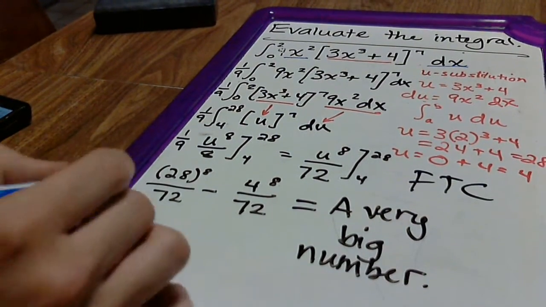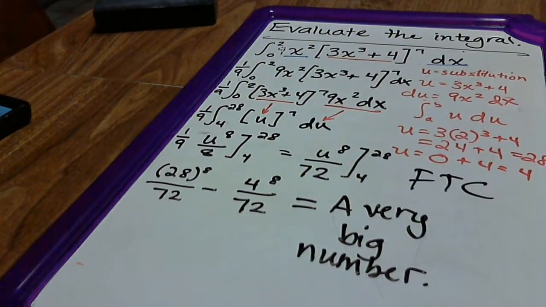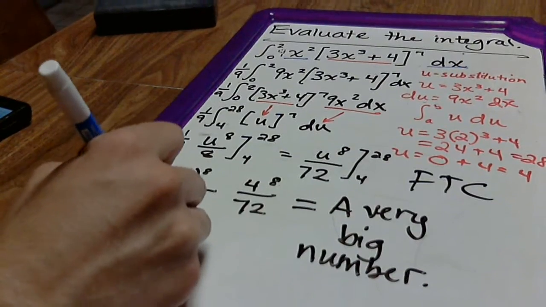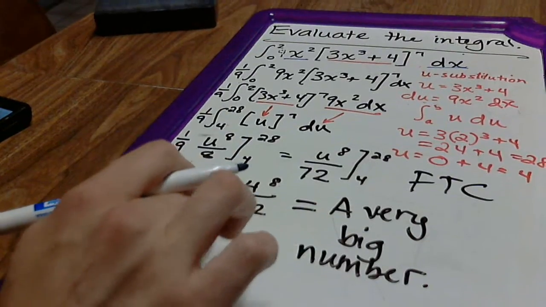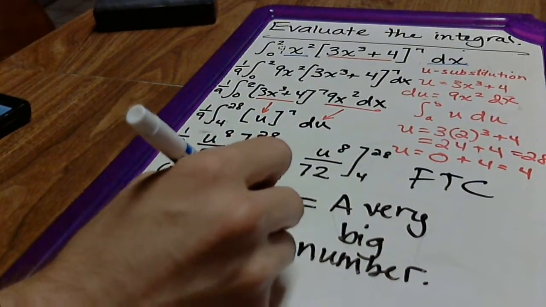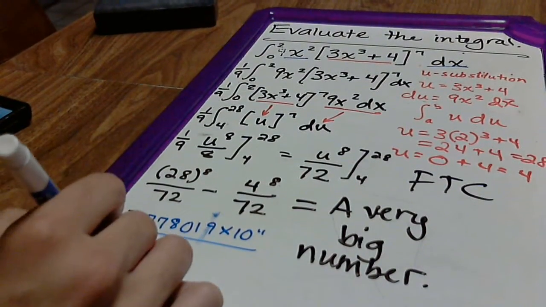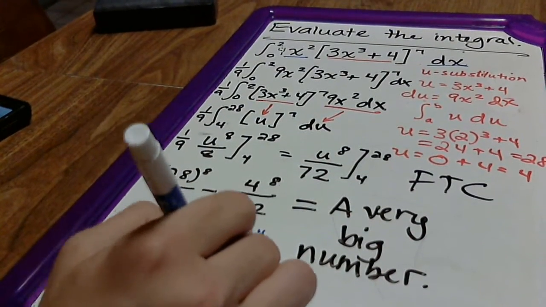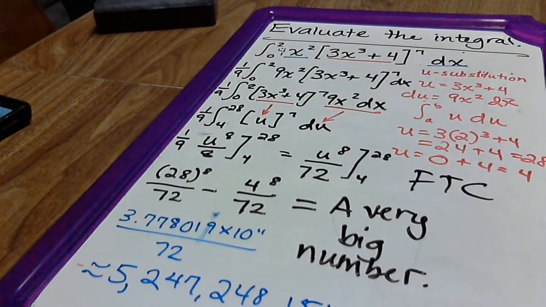28 to the 8th power is a number that involves scientific notation. It's a very big number, minus 4 to the 8th power, which is not much smaller. So about 3.778019 times 10 to the 11th, all over 72. So it's approximately 5,247,248,156 is the value of that integral.